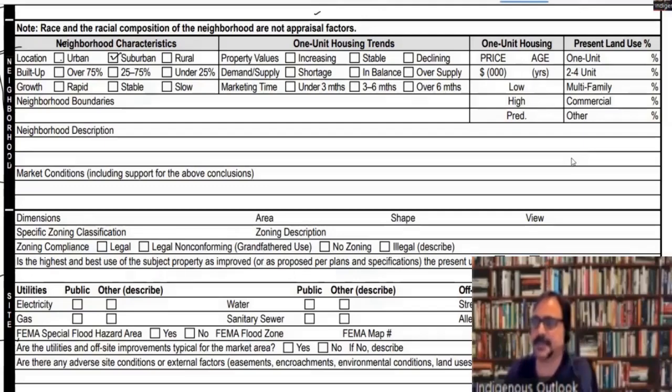Then next is built up area. What do we mean by built up area? This is the location of the property. Here is the property. This is the total area, right? Now there is a possibility that this much of the area has been occupied with buildings.